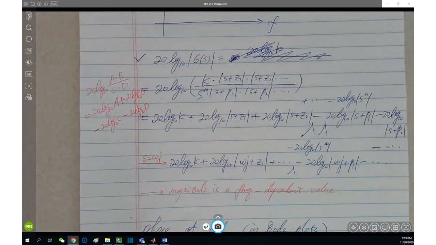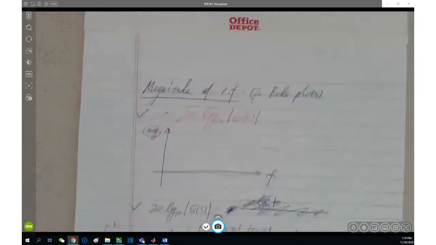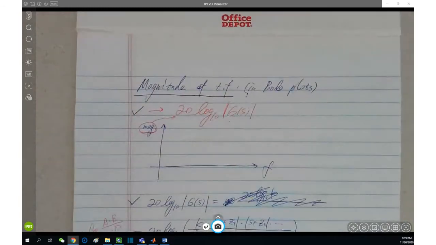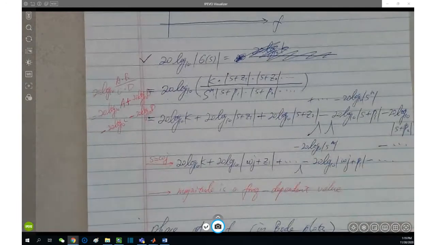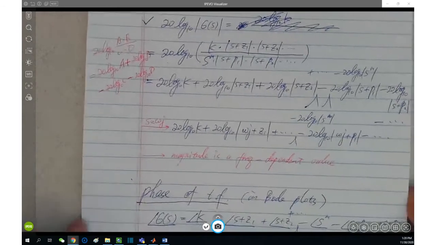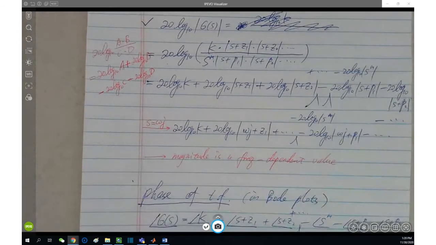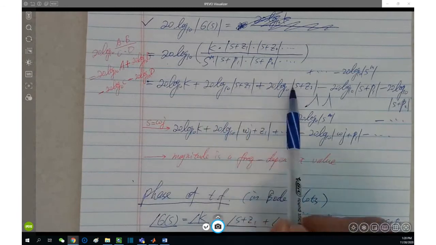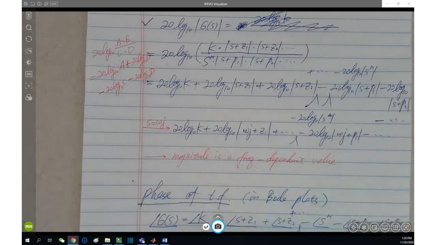The only difference I'm emphasizing here is the red color. I'm emphasizing the difference, or the new things, to you by red color. Here, first of all, when we plot the Bode plot for magnitude, we need to use 20 log 10. The other knowledge in blue is what we have already learned. With that 20 log 10, we have summation for the numerator and subtraction for the denominator.